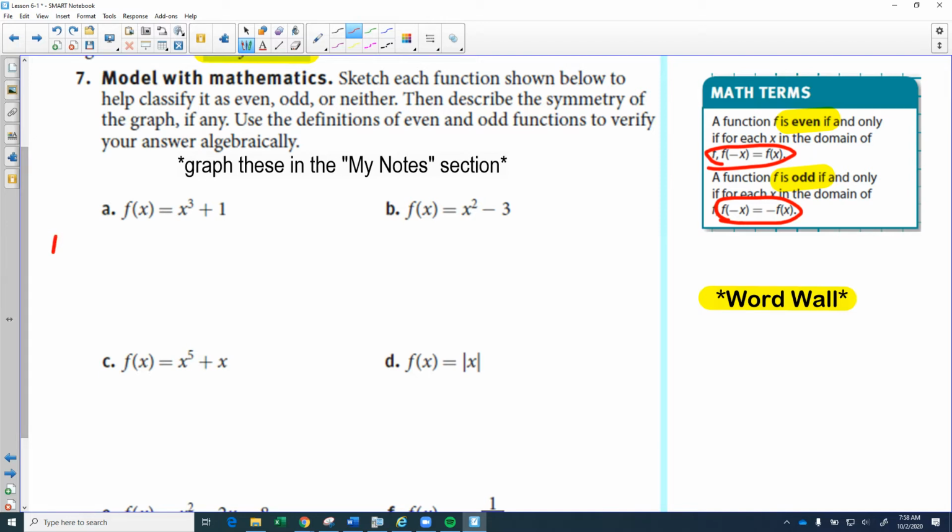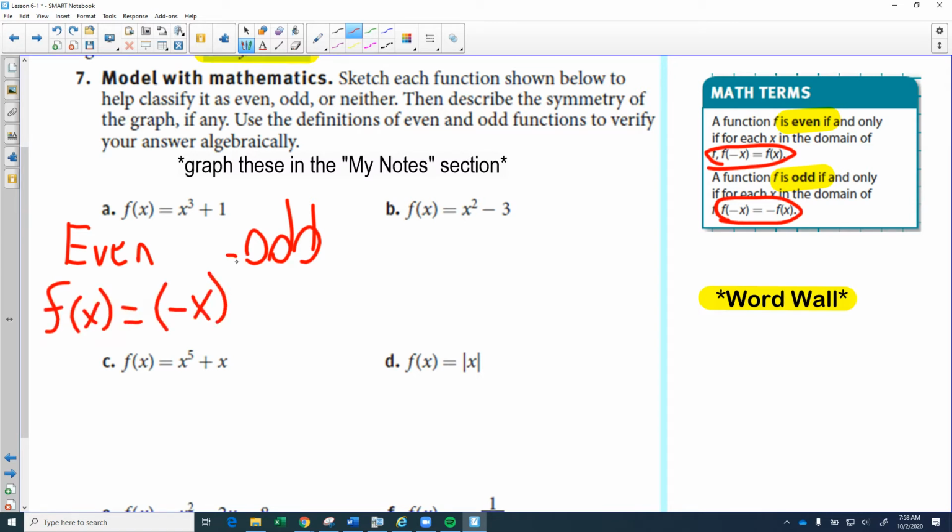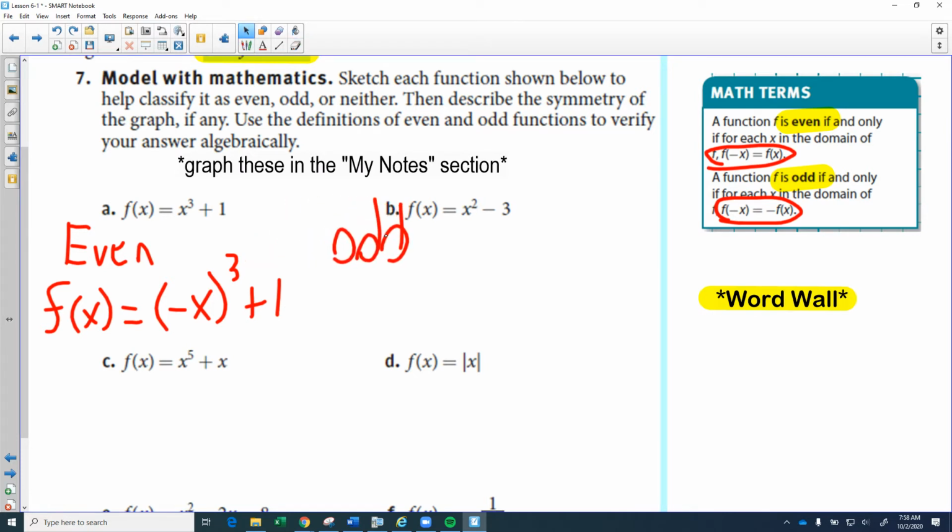I'm going to test if it's even or if it's odd. So how this works is if I want to test an even function, basically if I plug in a negative x, it should come out as a positive answer. So this should be f of x equals negative x cubed plus 1. The whole idea here is that if I were to plug that value in, it should stay the same.